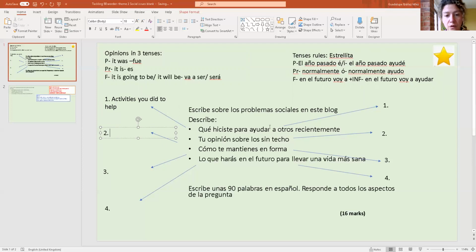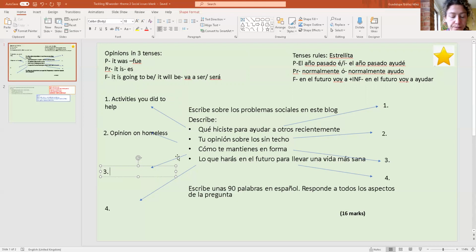The next one is tu opinión sobre los sin techo. Now, los sin techo, if you remember, we've seen that word quite often in our social issues topic. So sin techo is Spanish for homeless. So your opinion about the homeless. So opinion on homeless. Then we're going to move on to the third one, which is ¿cómo te mantienes en forma? En forma, in shape, mantenerse. ¿Cómo te mantienes? How you keep in shape.